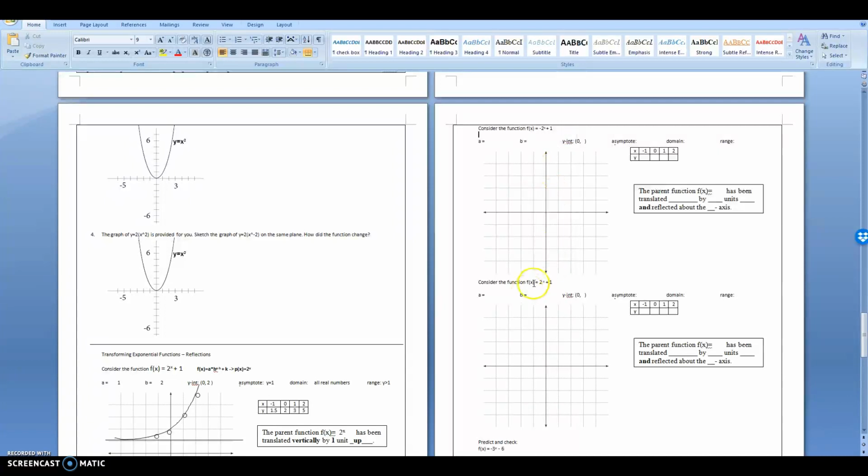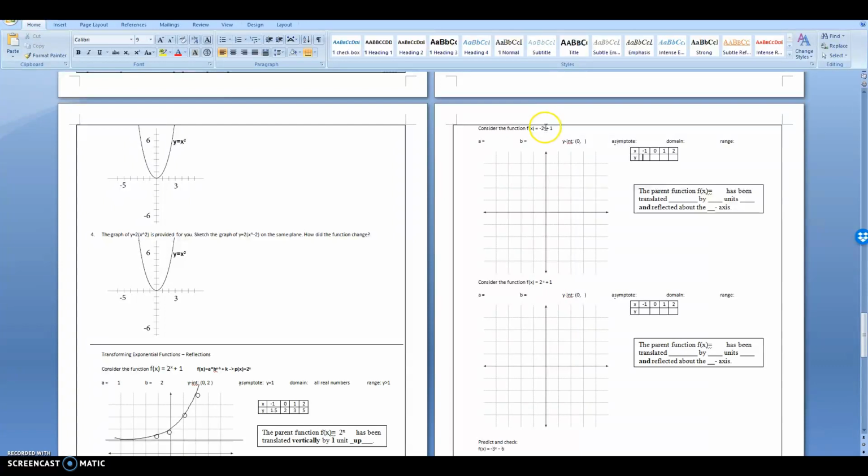Right? And you should notice that there is a negative here. So let's find out what happens. This time, instead of doing this first, since we're not sure about how the transformation will change our function, let's do it the old school way of just completing the table of values to find out what's happening for ourselves.